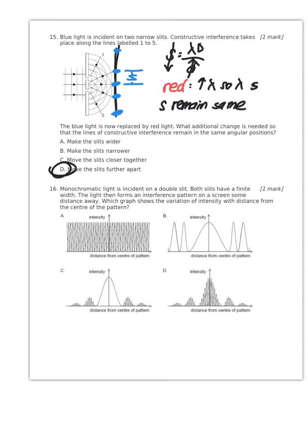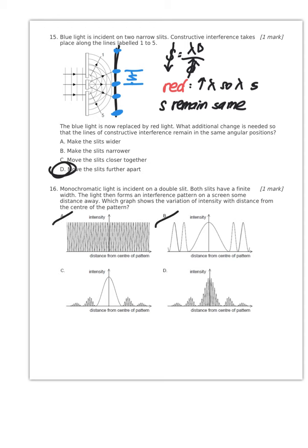So A looks good. However, we also have to recognize the envelope caused by single slit diffraction, where there's a large central peak and then there are smaller peaks to the side. B looks good, except that the peaks to the side are the same height as the central peak. That's not going to happen. So we don't have A, we don't have B.